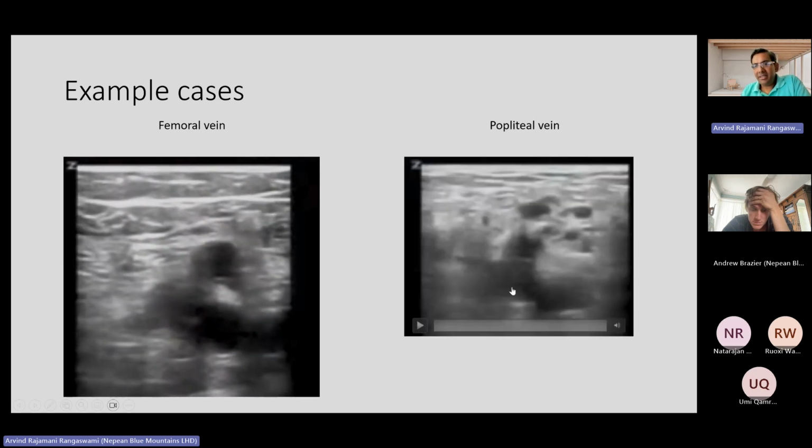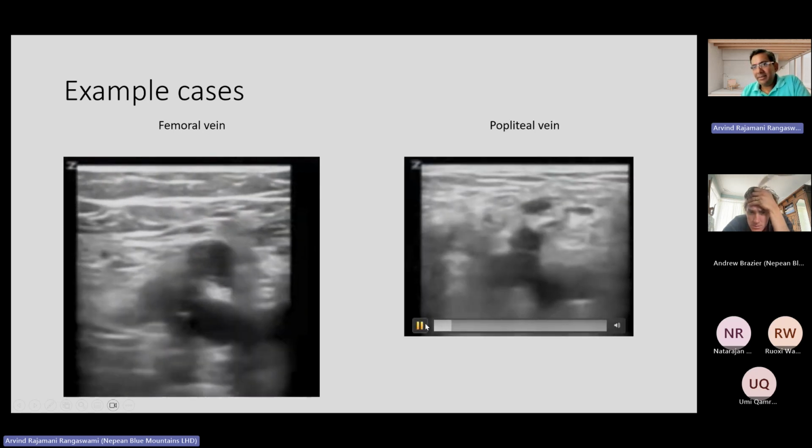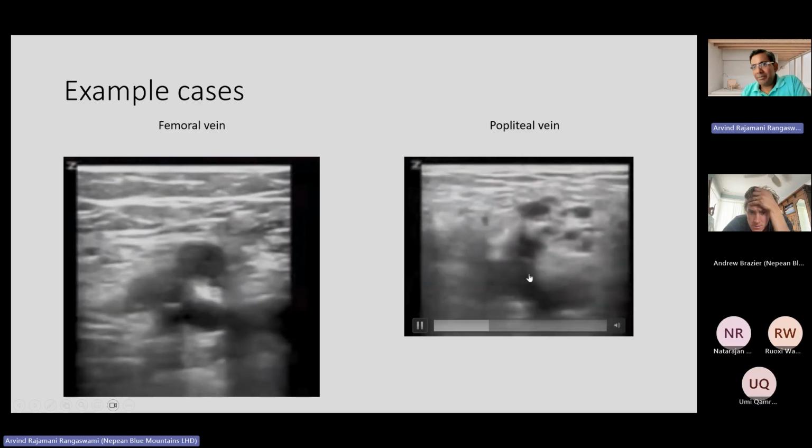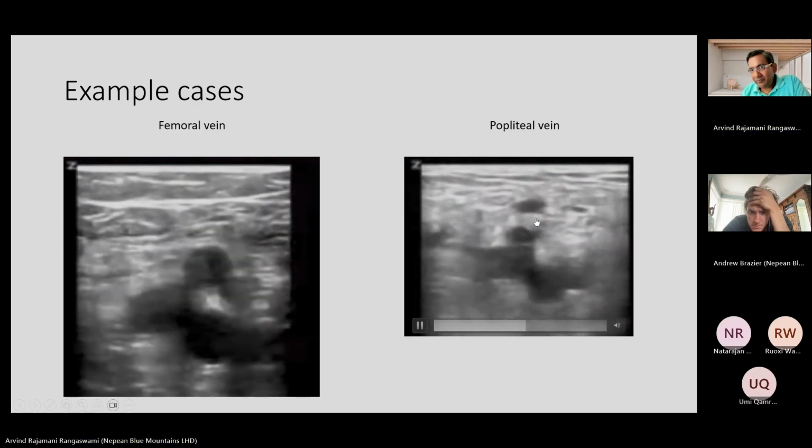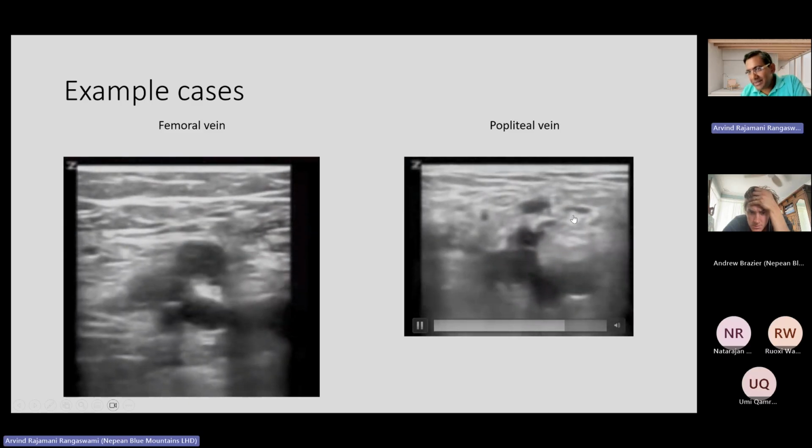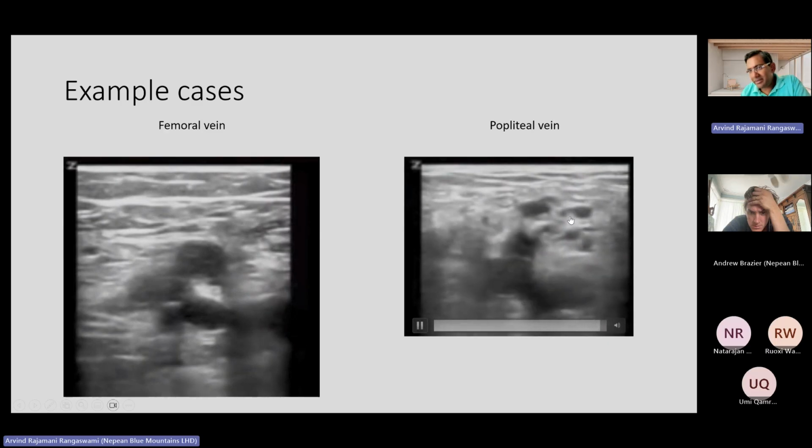Okay, the same thing in the popliteal vein. It is not compressing fully, and you can see a tiny bit of echogenicity here.